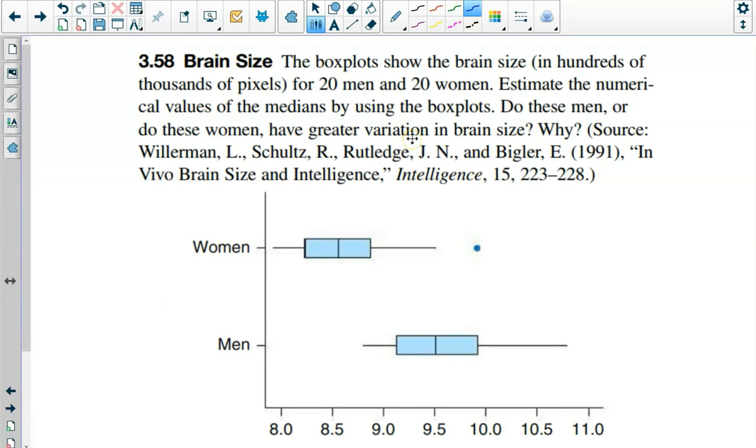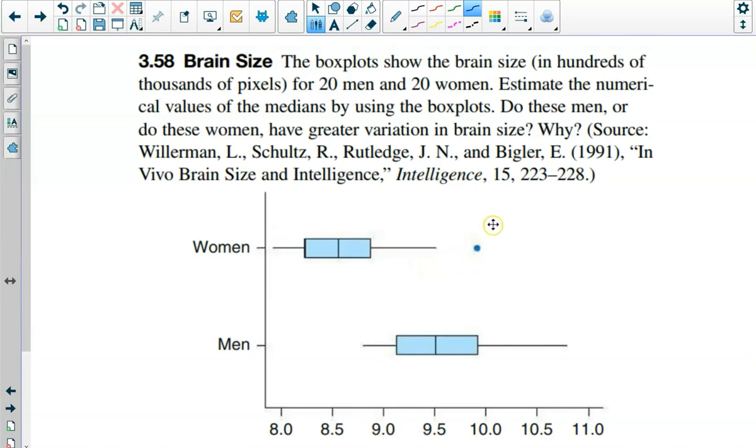Now, when it comes to variation, this is where you can look at the entire range from the biggest to the smallest. How spread out is the data? Okay, because that's going to be important. Obviously you can see that the men's brains appear to be a little bit bigger than women's, but you can't compare 9 to a woman that's 8. When we talk about variation, we're talking about the spread. So that's where you might want to look at the range.